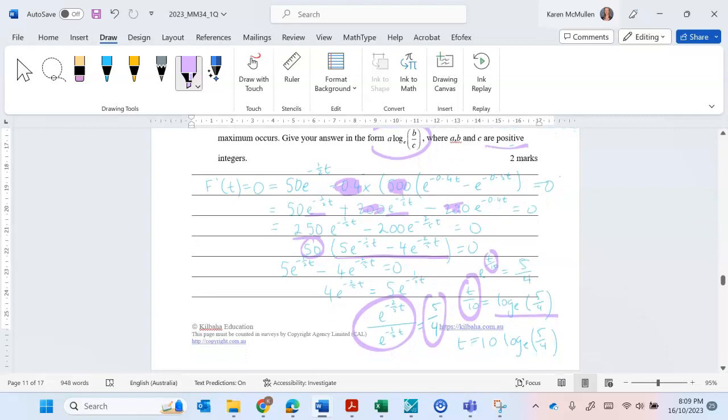And they all have to be positive integers, so if you did this part and ended up with some negatives, you've got to deal with those negatives because a, b, and c all have to be positive. Tricky question. Thanks, bye.